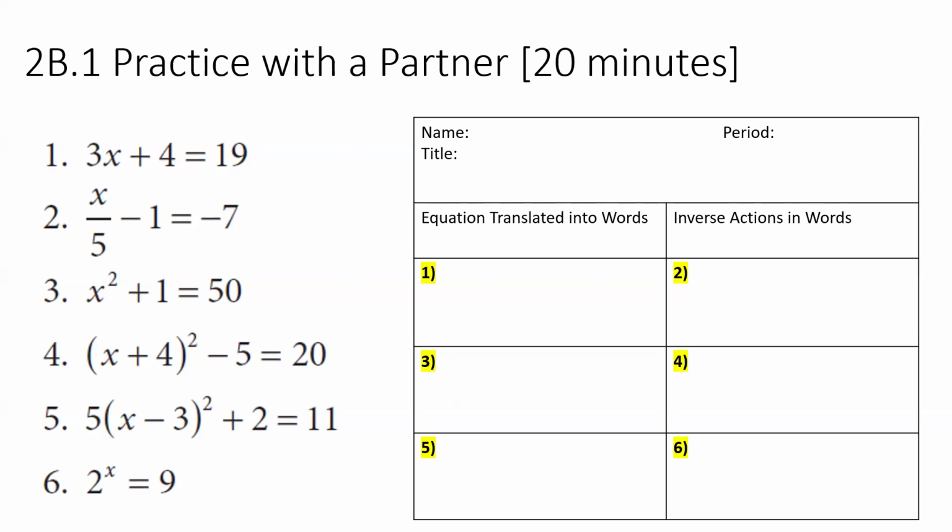You have 3x plus 4 equals 19. You have x, so you'll write down the problem, write it in words, write the inverse. Write the problem, write the inverse.